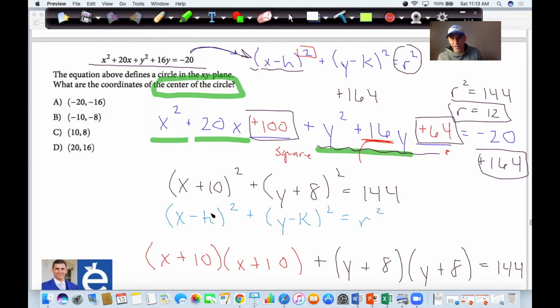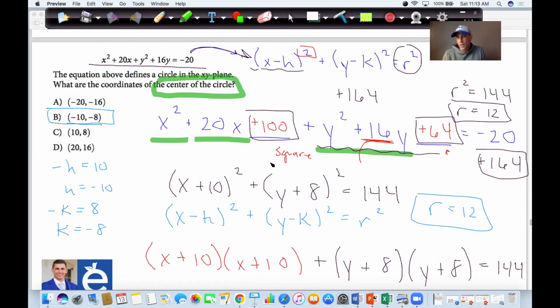So let's break it down. Negative h equals 10, which means h equals negative 10, okay? Negative k equals 8, which means k equals negative 8. So my coordinate should be negative 10, negative 8, right? That's what my answer choice is going to be, in this order. If they were to ask you, hey, what's your r? Your r is going to be 12 because you would do r squared equals 144, like we've done up here, and that's how you would solve for that.